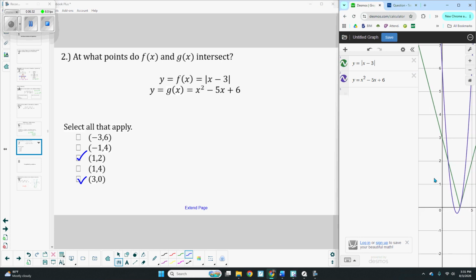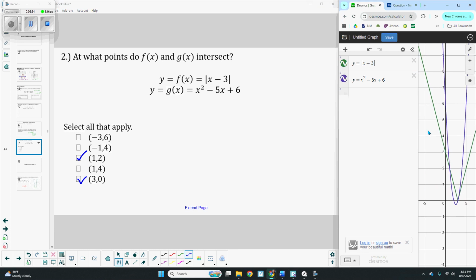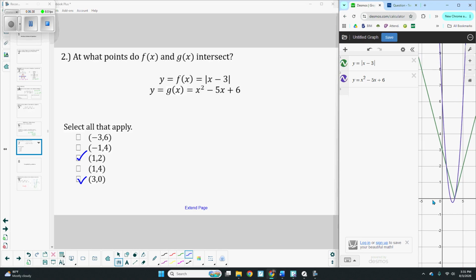There's nothing at what would be (-3, 6). That would just be one of the graphs. There's nothing at (-1, 4). Again, that would be just one of the graphs. There's nothing at (1, 4). That's just one of the graphs. So these would be our two choices. And that's it for nonlinear systems.